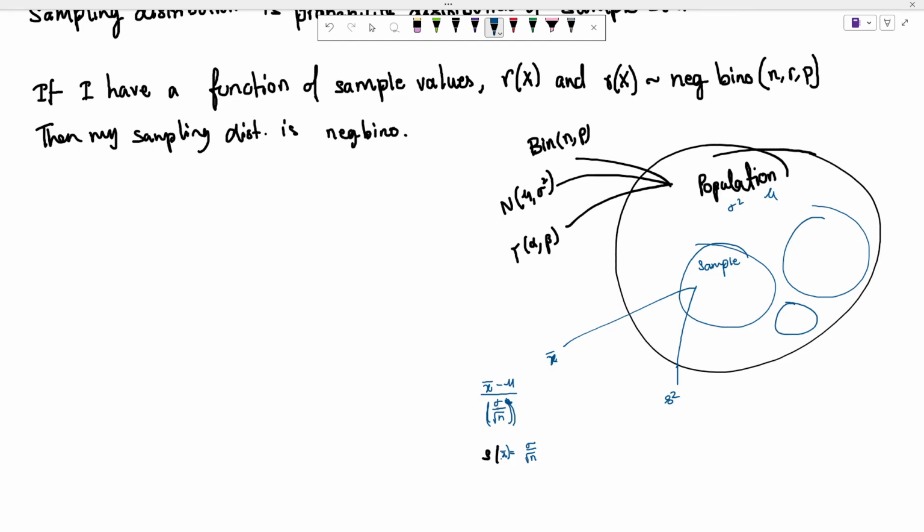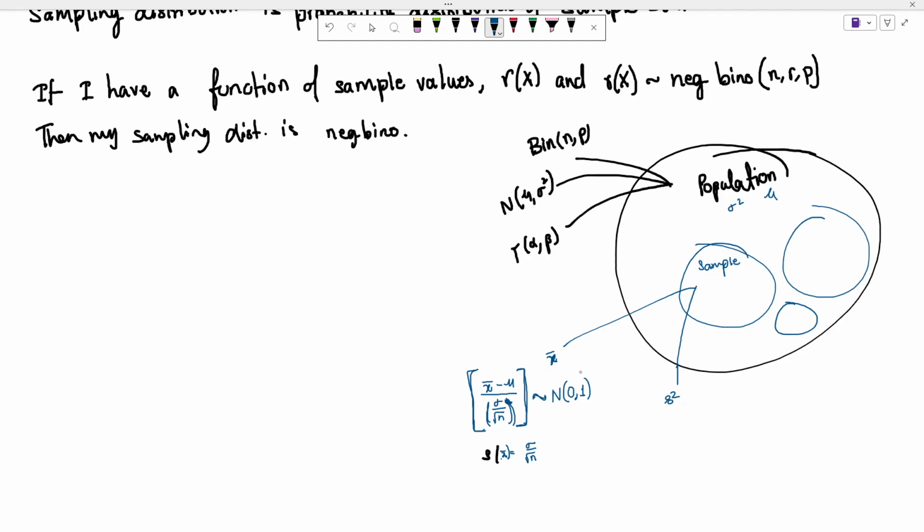But if we do this, then we know that whatever this is, I'm not talking about x bar anymore, I'm talking about this thing. This will follow a normal distribution with 0, 1. And this is very helpful. So I know what the distribution of this is.